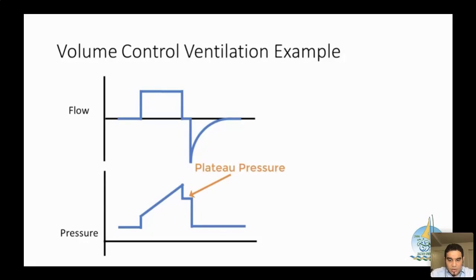With expiration, the pressure is presumed to return to the set PEEP level. So if we set the PEEP to 5, you can see that the line does not go all the way down to 0, because we have already preset it to a PEEP of 5.